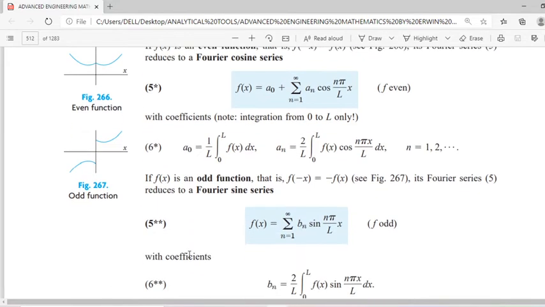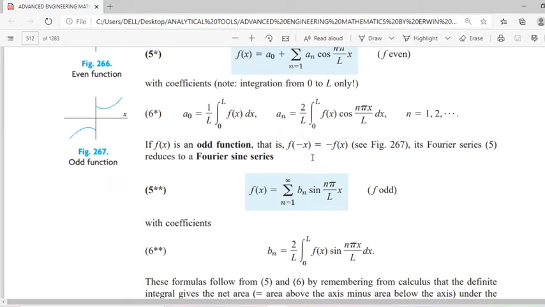So now we consider f of x as an odd function. What is the definition of an odd function? f of minus x equals minus f of x. Sin x is an odd function: sin of minus x equals minus sin x. x is also an odd function: minus x equals minus of x. So this is an odd function.